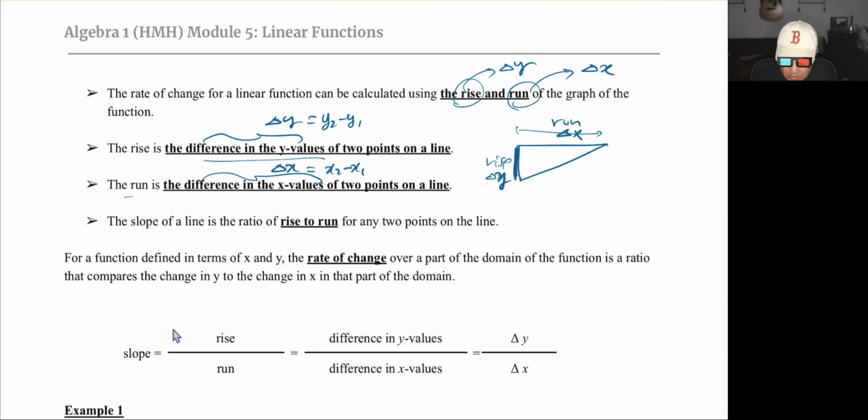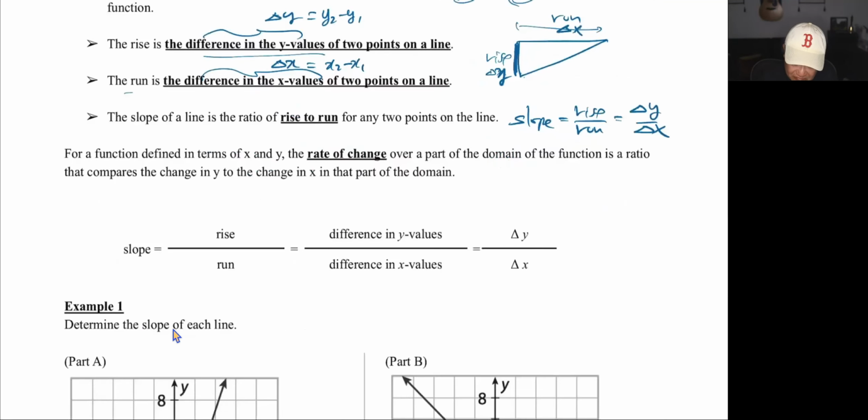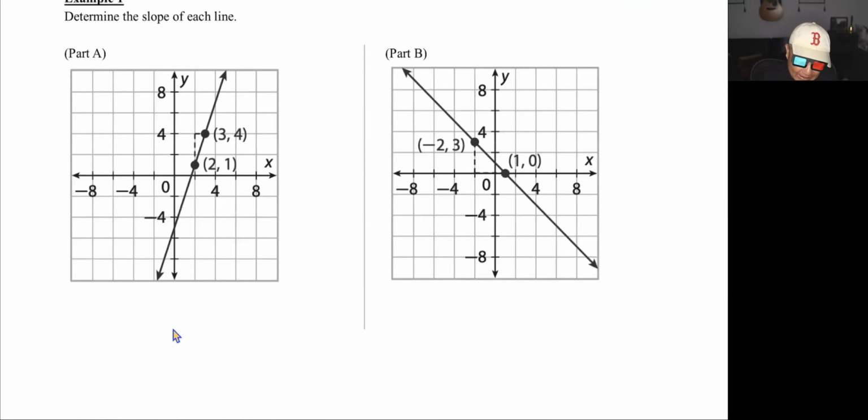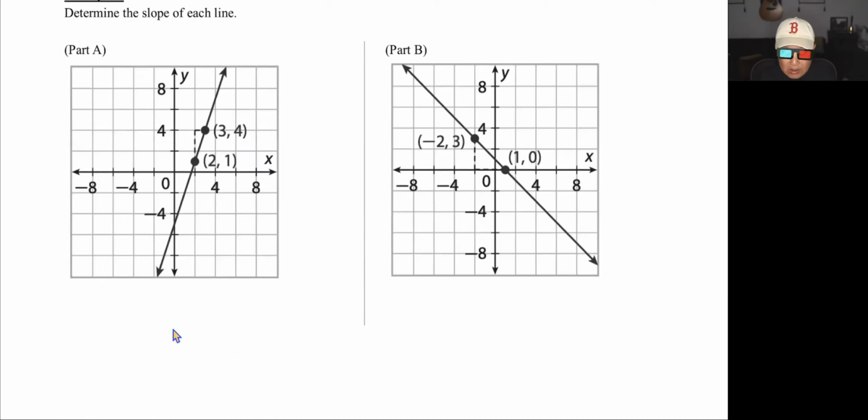Okie dokie. All right, so what this says right here, the slope of the line is the ratio of the rise to run. So slope is rise over run, or simply change in y over change in x. These are very similar ideas, right? So the slope is what we mentioned earlier, rate of change. That's what that is. Rise over run, difference in y values over change in x. So knowing that, what is my slope over here, guys?